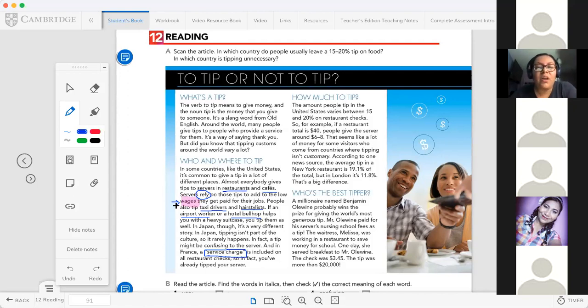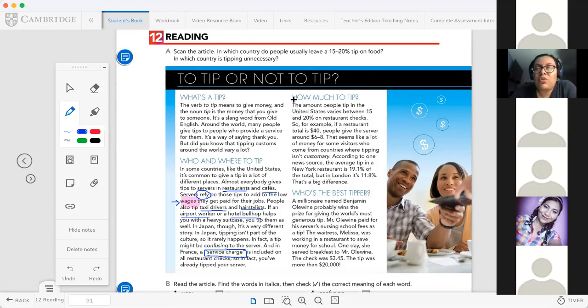Okay? So, and we continue talking about the United States, and it says that people also tip taxi drivers, hairstylists, airport workers, and hotel bellhops, okay? But then in countries like Japan, it's not part of the culture. They definitely don't tip, okay? Because they consider that they are offering you a service, so you don't need to give them anything extra. But then in France, every time you pay at a restaurant, they already include a service charge. Fanny me decía que en algunos restaurantes se hace también así, ¿ok? So, yeah, if there's a service charge, y ahí ya diste tu propina, técnicamente, ¿ok?